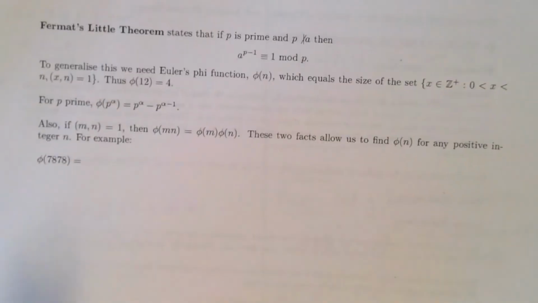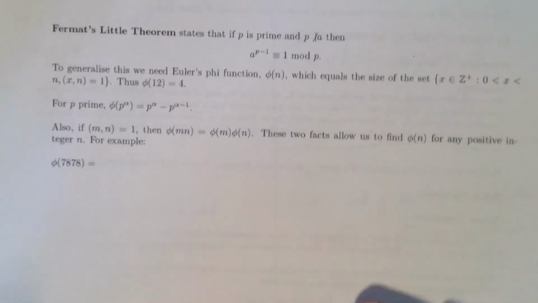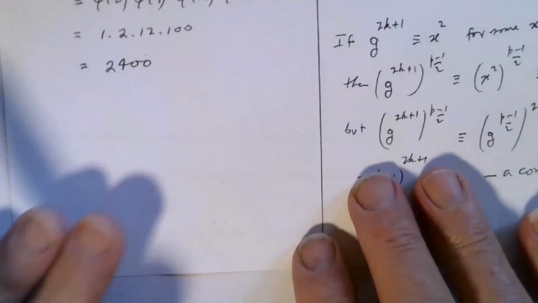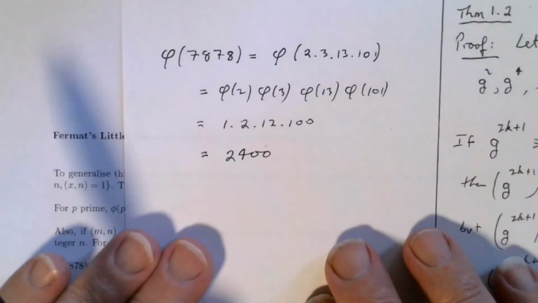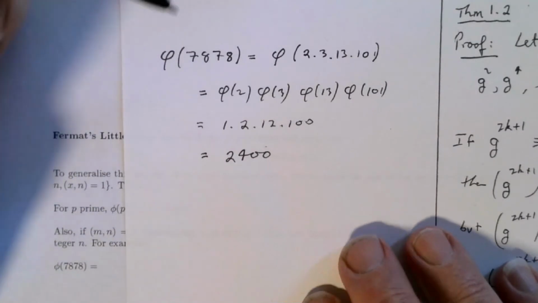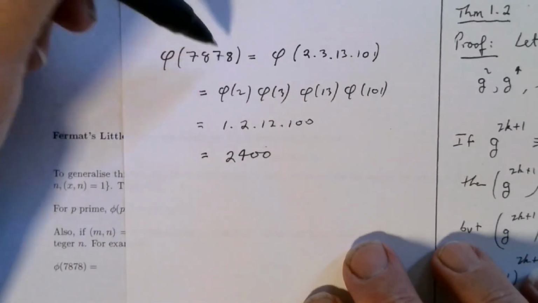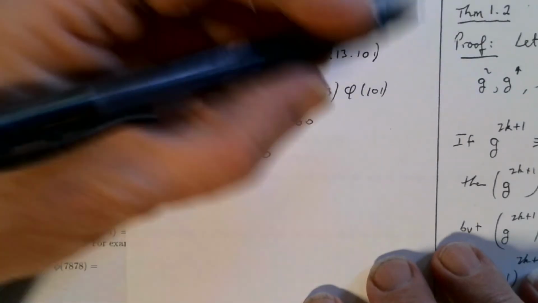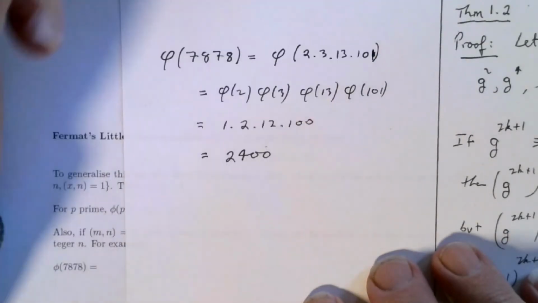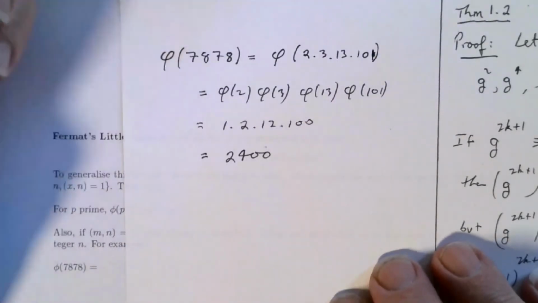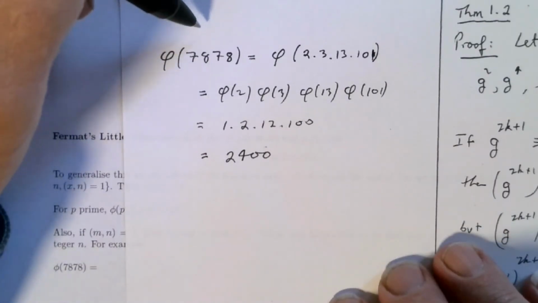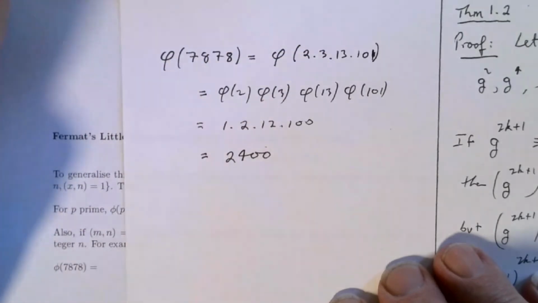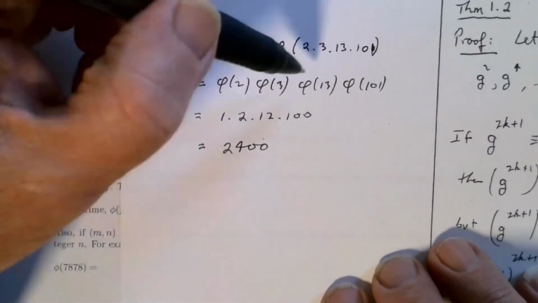Just as an example, I'm going to find phi of 7878, just as an example of how we use this. So what you do is you take this number and you can uniquely factorise it into prime powers by the fundamental theorem of arithmetic. Well, it's 78 times 101, and 78 factors into 2 times 3 times 13. So you can uniquely factor this.